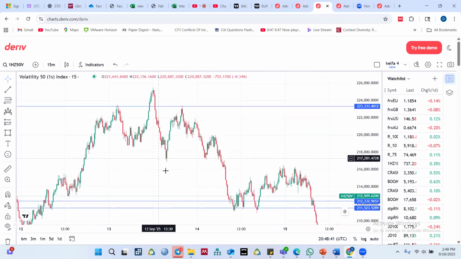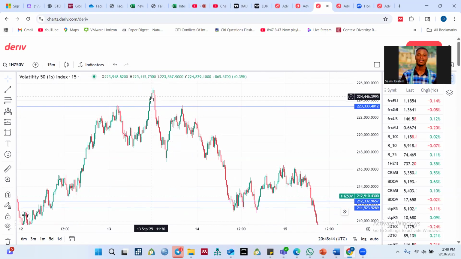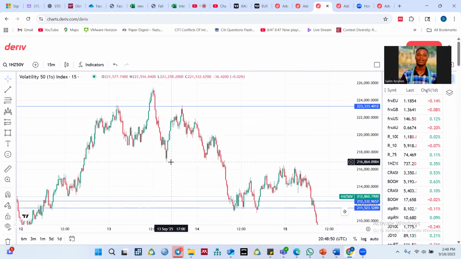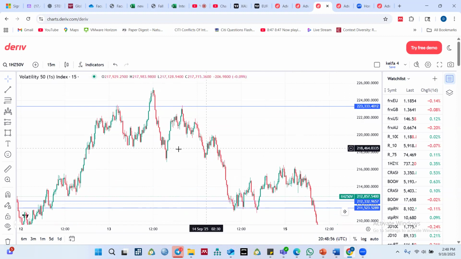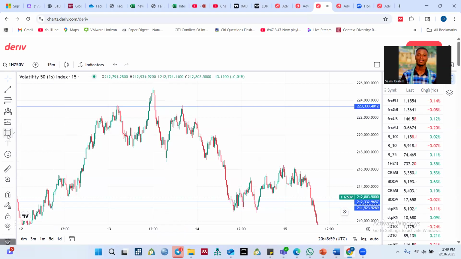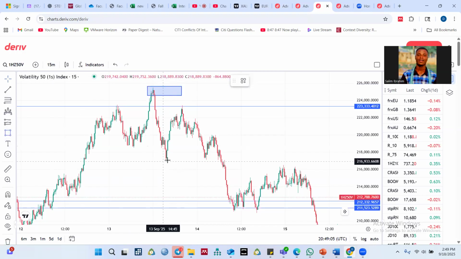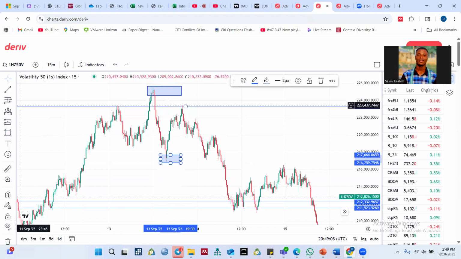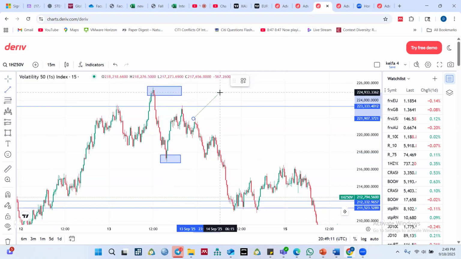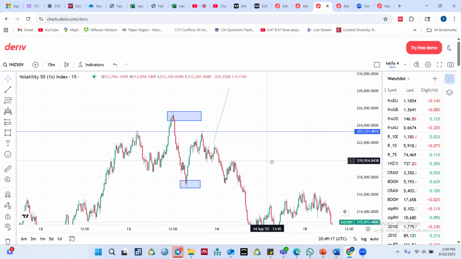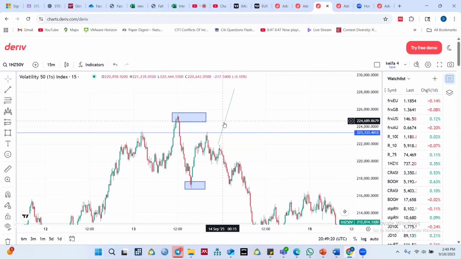Now let me show you another thing. We have a swing high, we are going up, we have a swing high, and we get a swing low. We expect price to go and give us another swing high to continue the uptrend. But when it got here, it failed. So we call it a failure swing.